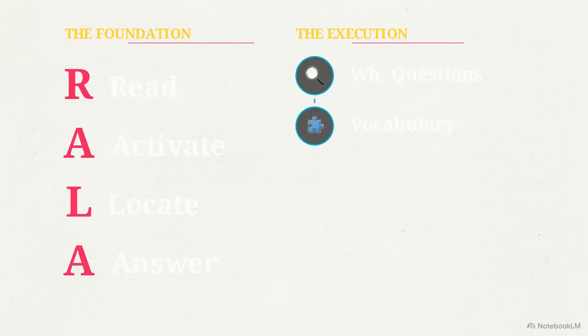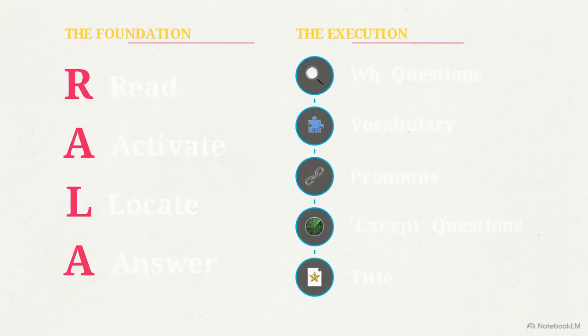Let's bring it all together. Your foundation is the RALA framework. Read the questions, activate your knowledge, locate the evidence, and answer meticulously. And you execute that framework using this 5-step sequence. Start with WA questions. Use context for vocabulary. Trace back your pronouns. Patiently verify the except questions, and finish with the title.